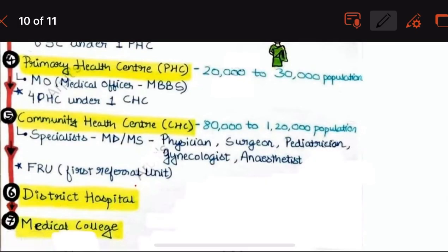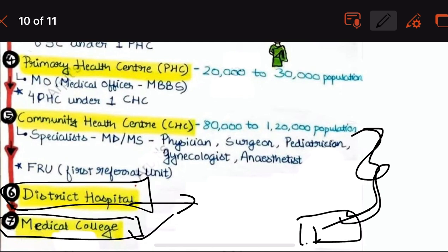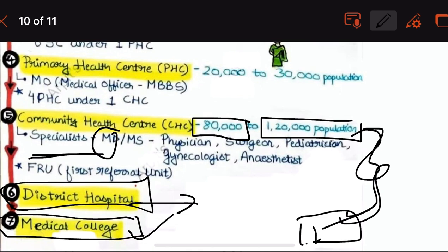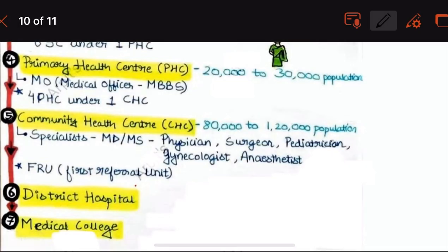Clear, guys? Now let us go from the last. The medical colleges are at the highest level, in urban areas, followed by district hospitals, then community health centers, the next higher level. The community health center is for 80,000 to 1,20,000 population. There we have specialists like MDs, MS, physicians, surgeons, pediatricians, gynecologists, and anesthetists. The community health center is the first referral unit. We have discussed this in a previous video; you can see it in the playlist of the community health chapter.